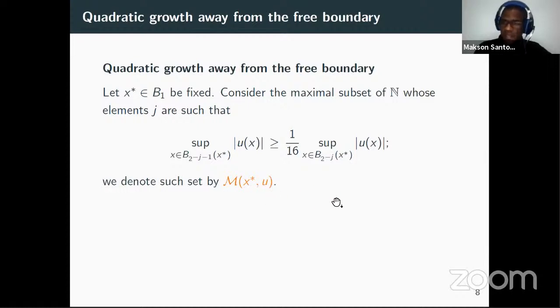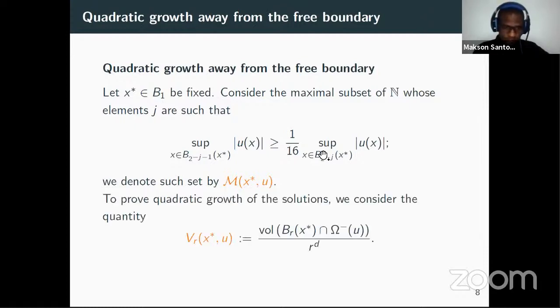Notice that this is a subset of this set here, and we denote such set by M. Then what you do is first we prove the quadratic growth in this set, for j here. Then we can extend this to N, and then we can prove the continuous case. And also, to prove the quadratic growth of the solutions, we consider this quantity here, that is the density of the negative part of U.